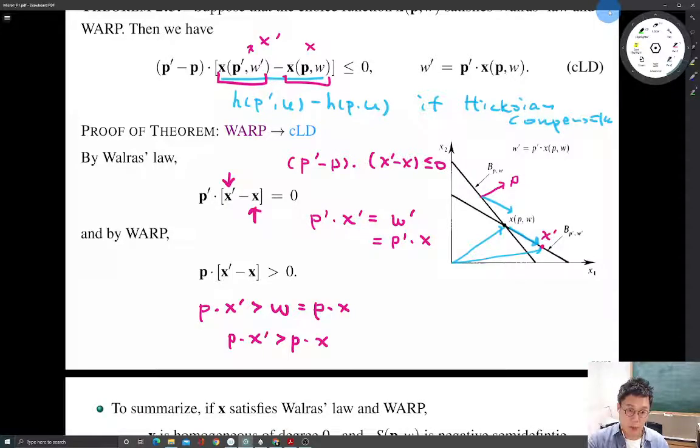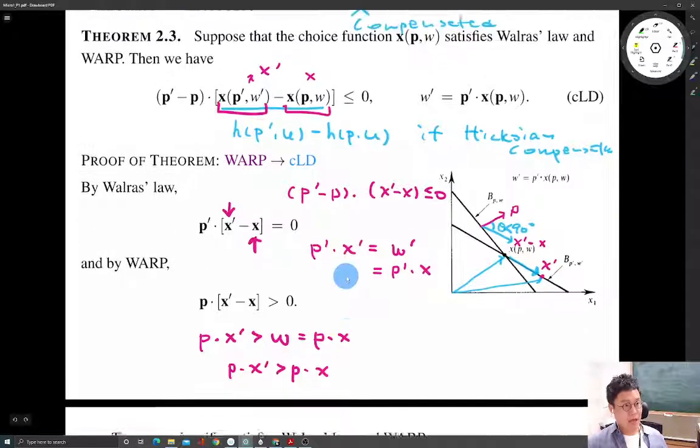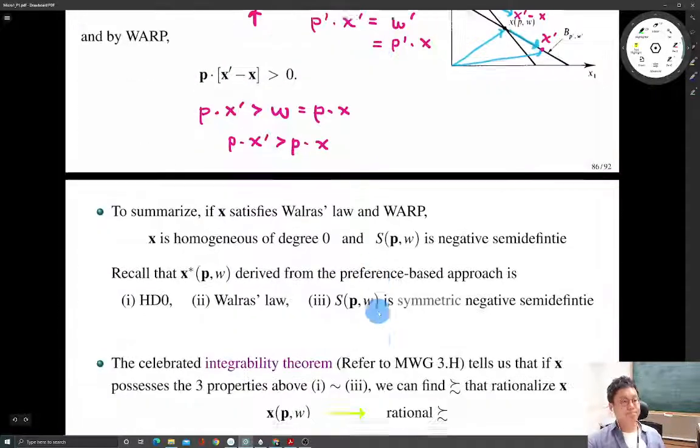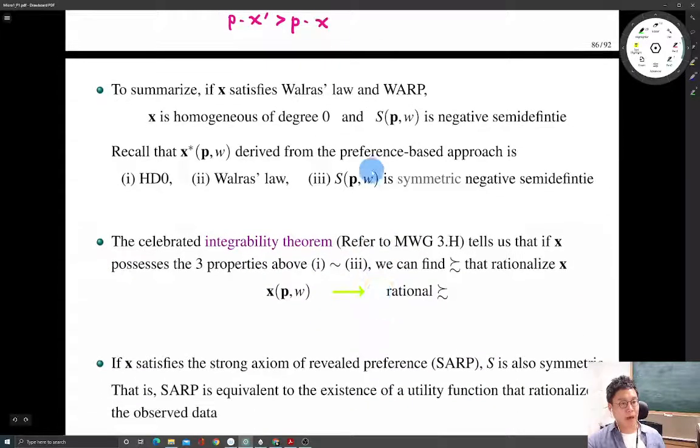So the angle between these two must be acute. Okay, less than 90 degrees, just as predicted by this inequality. So the dot product must be positive. That means the angle between these two vectors, p and x prime minus x, should be lower than 90 degrees. All right, so that is the third implication of WARP. This video is going to be pretty long.